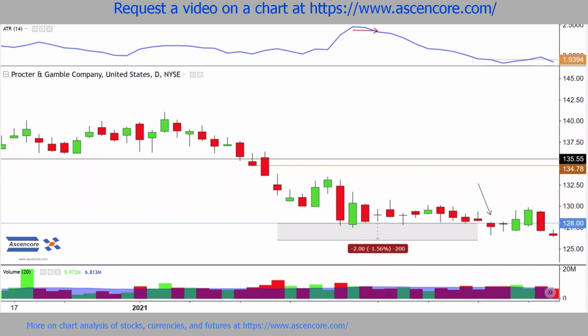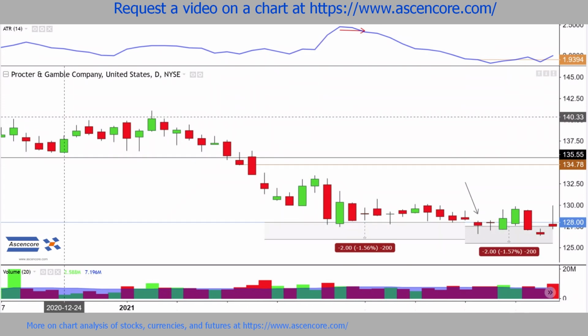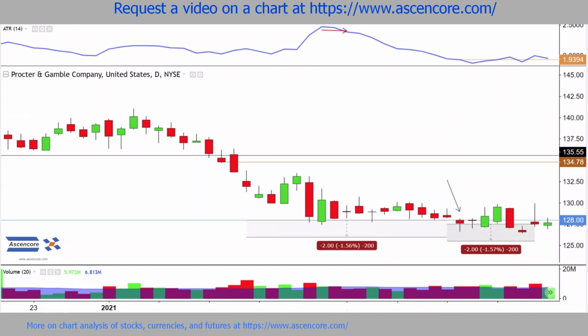And depending on personal preference, some may choose to use less strict criteria and define any movement going $2 under 128 as a definitive break and the start to a bearish continuation. That means 128 minus 2 for any movement under 126. More restrictive criteria could choose the closing price of a candle that has gone under 128.